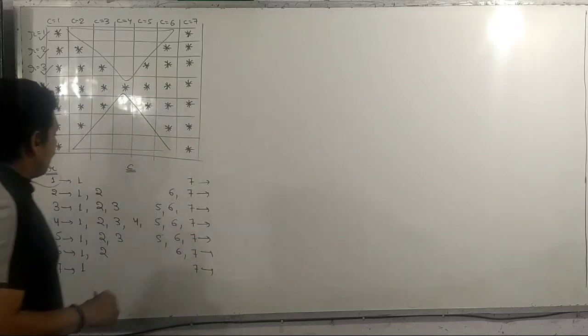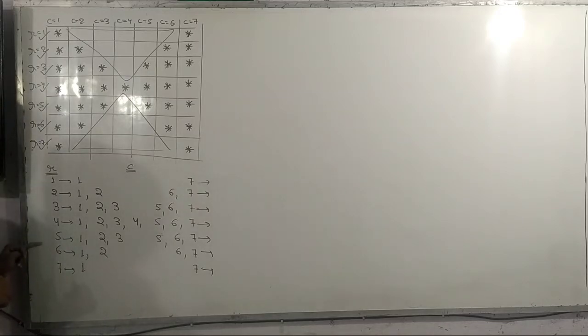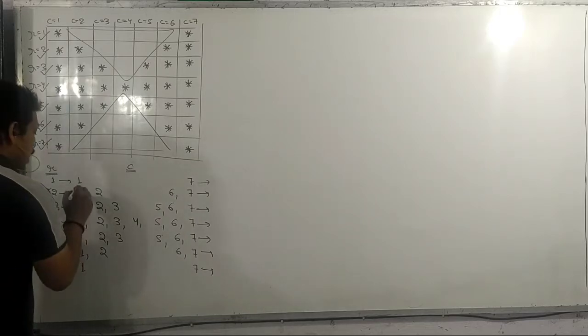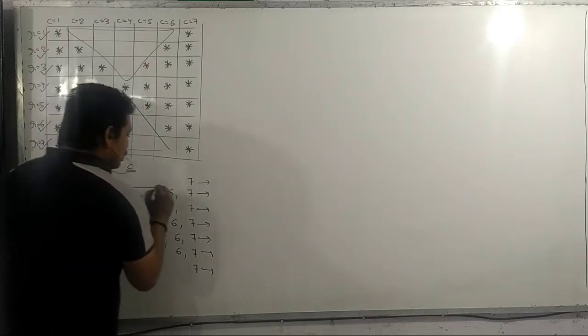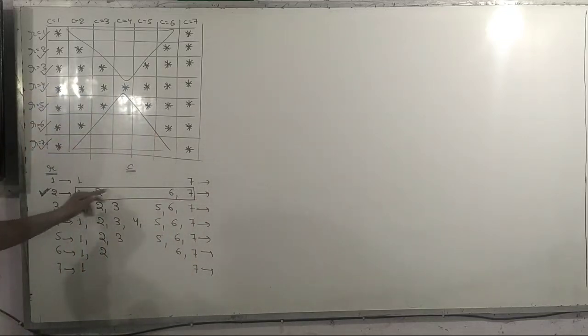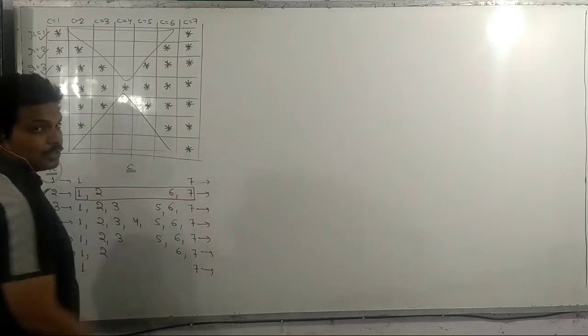So I will start from any value but not 1 or the last one, okay. Let me take when r is equal to 2. When r is equal to 2, on these values of c the stars are getting printed, yes or no? So how to write this into a relational expression, how to convert this into a relational expression?